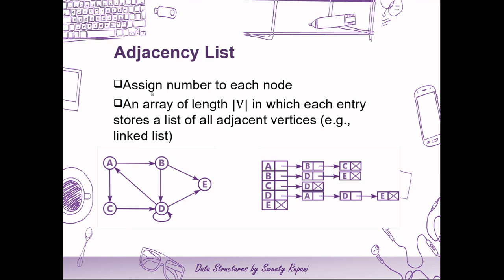So we assign a number to each node. That's what we did: an array of length vertices, in which each entry stores a list of adjacent vertices to that particular node.